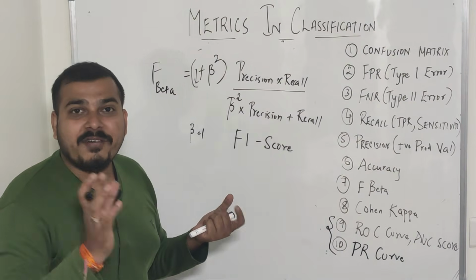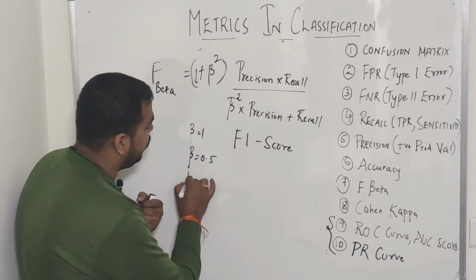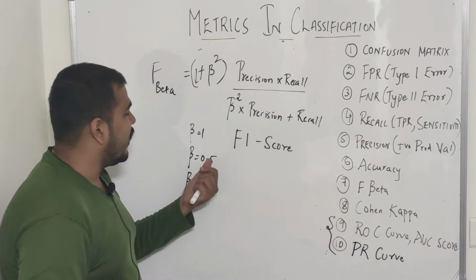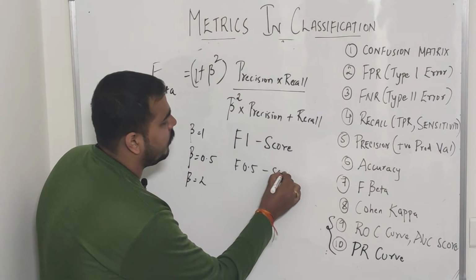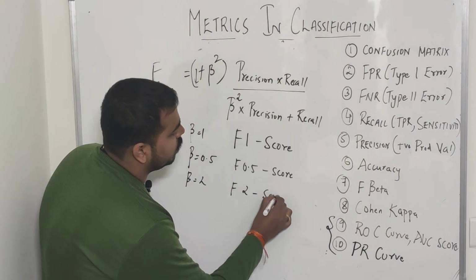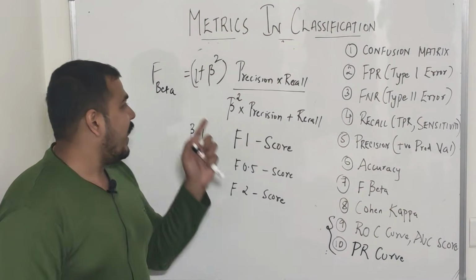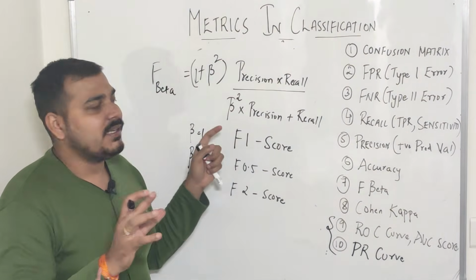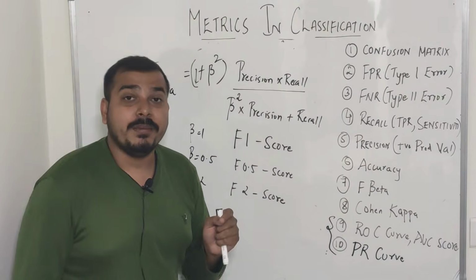Similarly, beta values can vary. It can also be less than 0.1, it can be 0.5, it can be 2. If it is 0.5, we basically say this as F 0.5 score. If it is 2, we basically say that F 2 score. Now, I don't know whether you have seen this particular formula, guys, but just understand this is my F beta, and initially we need to select this particular beta value.